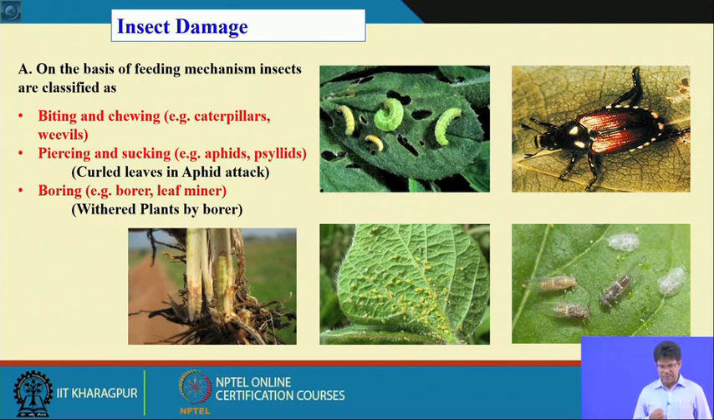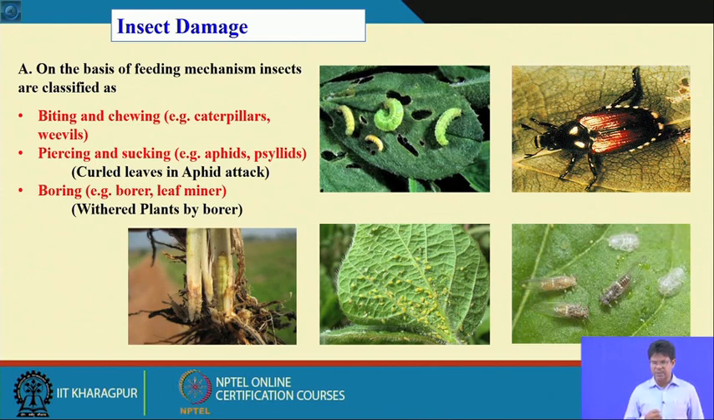Let us see the biting and chewing insects. These are the caterpillars you can see. They damage the leaves by making holes in the leaves. The weevils also chew and suck the cell sap present in the leaves. This type of damage can be seen in many crops, especially cereal crops, pulses, oilseeds, vegetables, even orchard crops, where caterpillars or weevils cause serious damage to production.